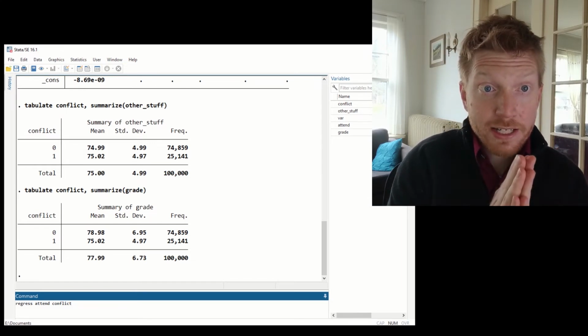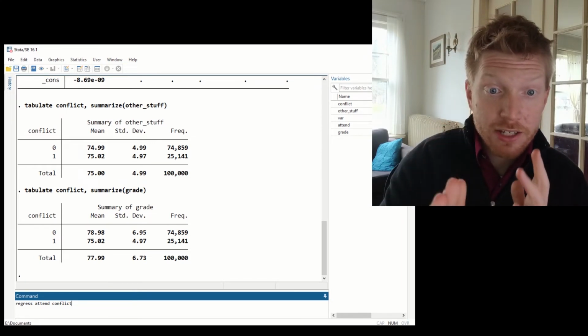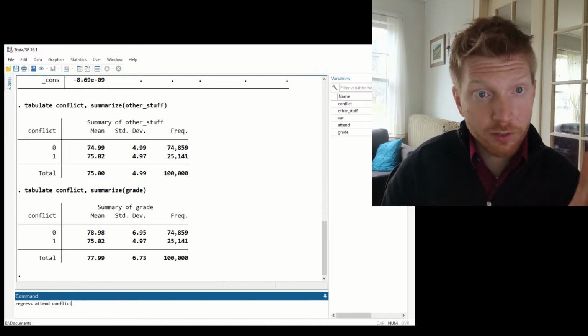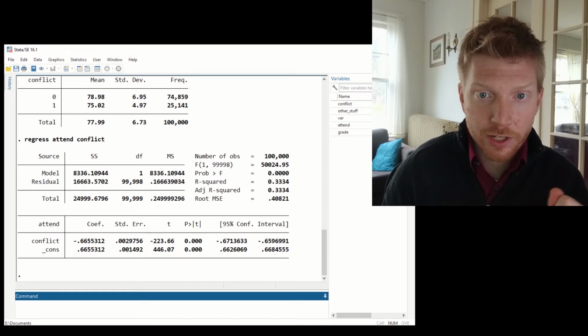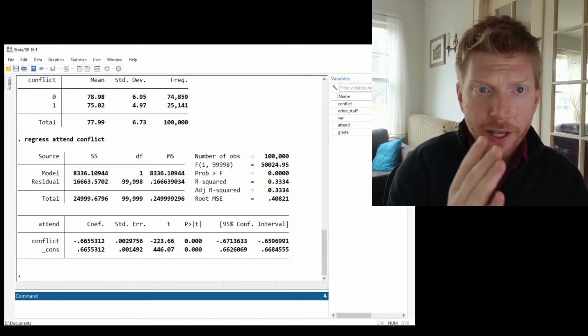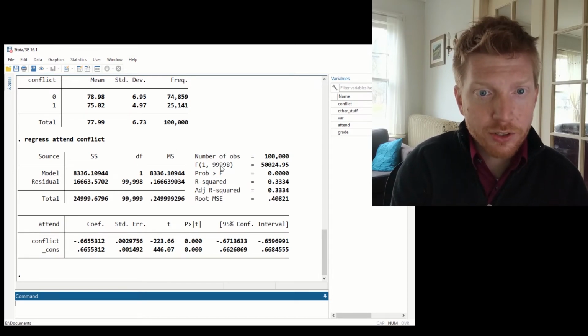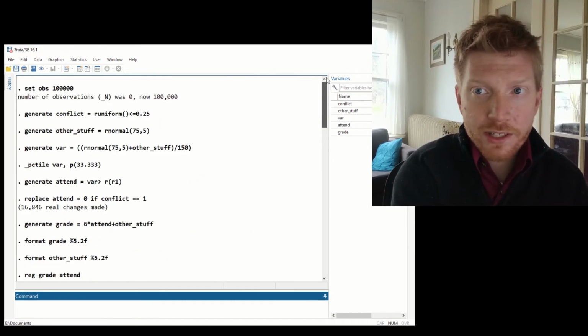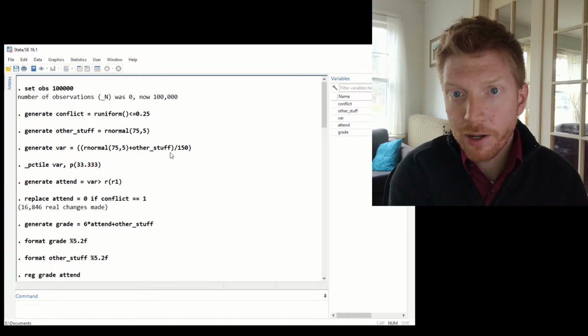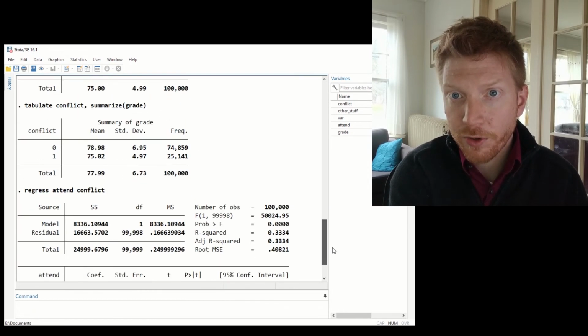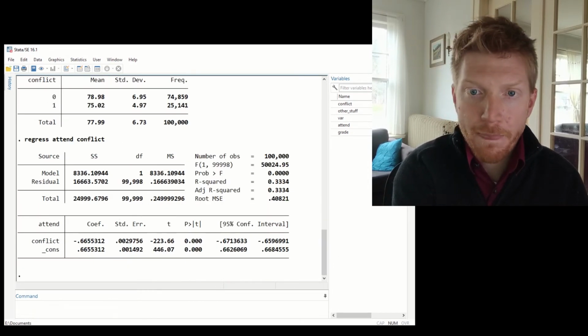So what we need to find out next is the relationship between attendance and conflict. We know there is a relationship. Let's go ahead and run our first stage regression. And we get a coefficient that's approximately 2/3. The reason that is the case is because that's how we generated our variables prior when we created this relationship here.